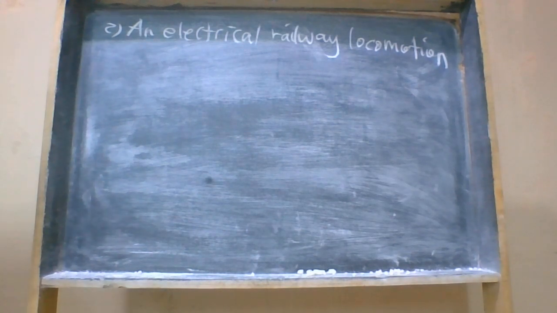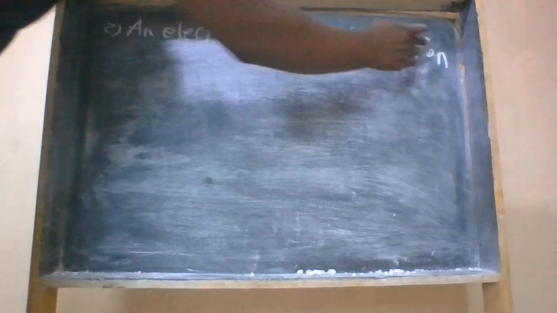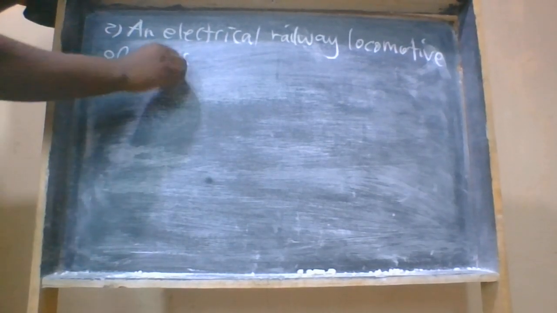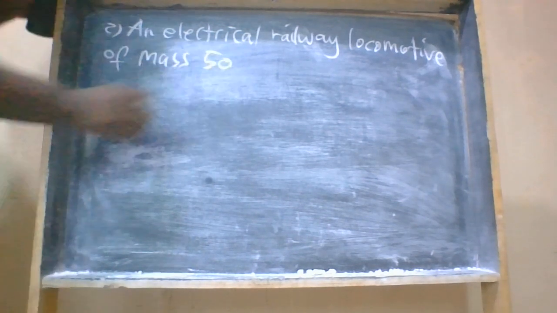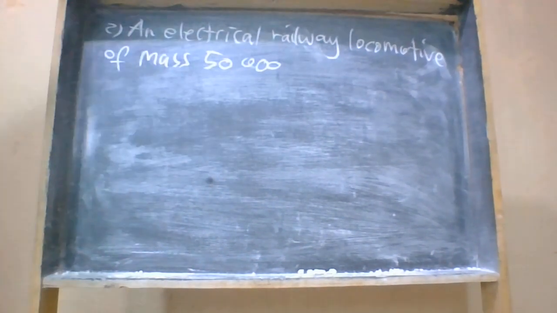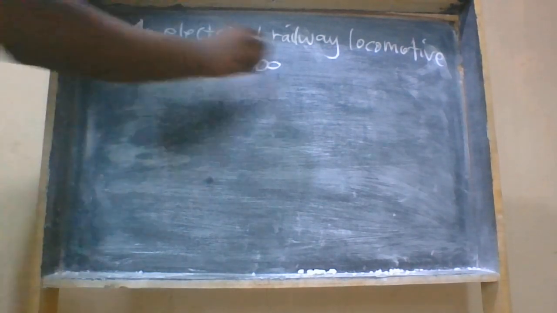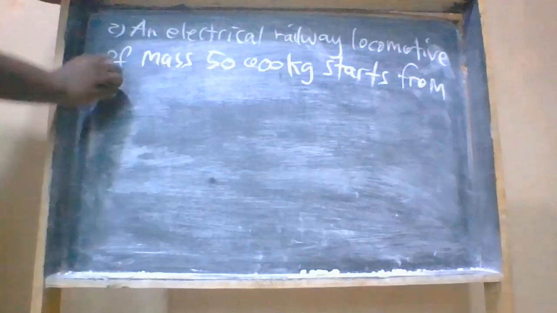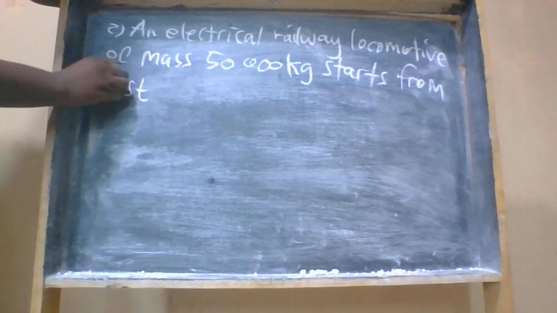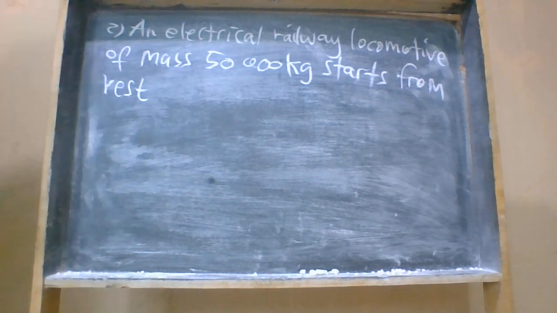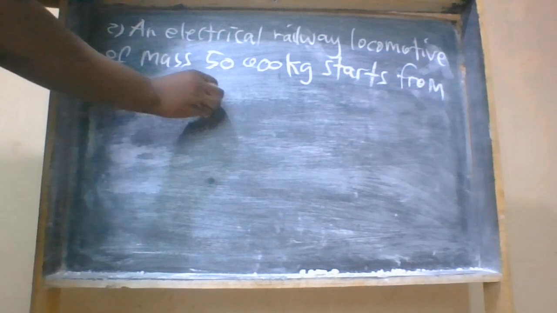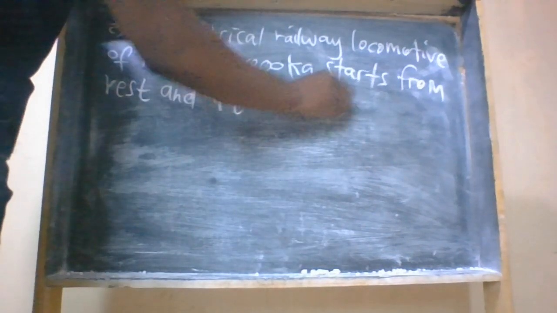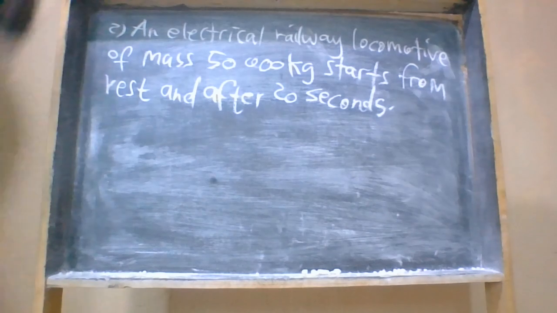An electrical railway locomotive of mass 50,000 kg starts from rest, and after 20 seconds.